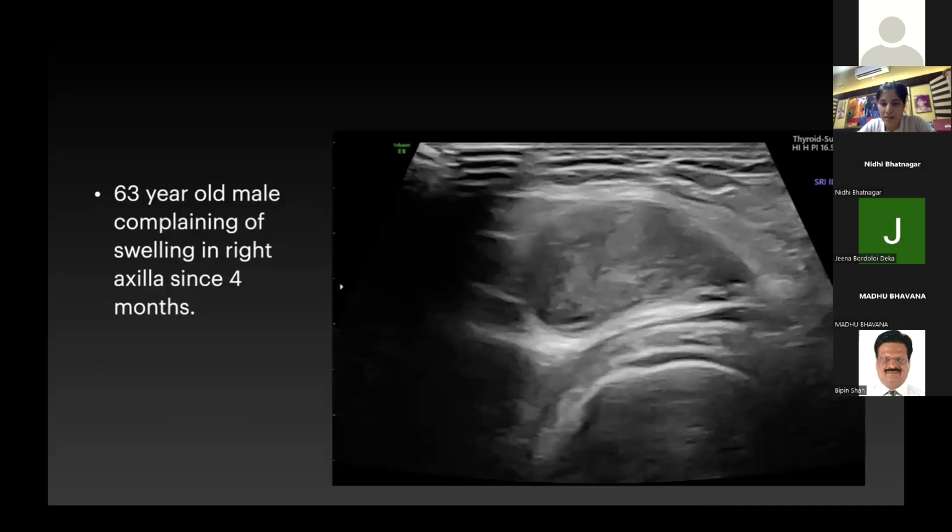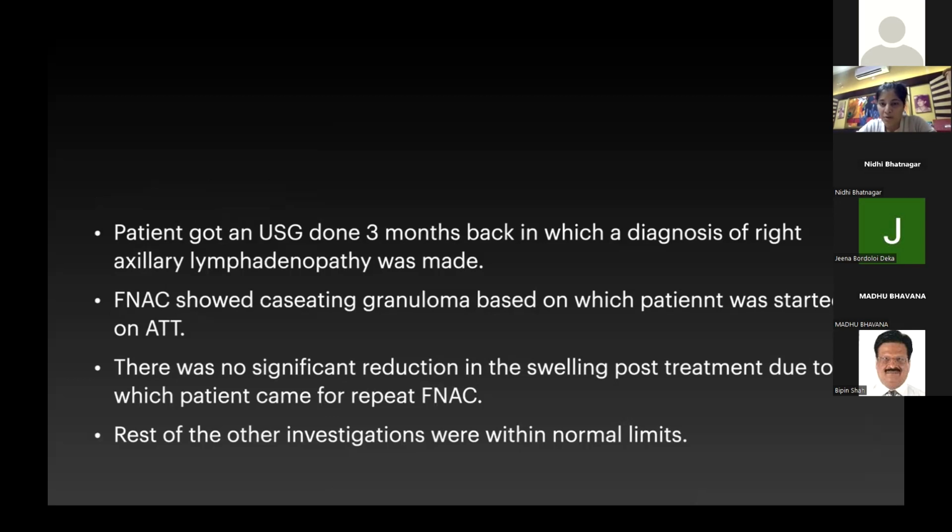Considering that he presented to us after 4 months, we asked for the background history, and the patient told us he had got an ultrasound and an FNAC done before. Based on the spot image, our differential would be a lymph node. The ultrasound report from 3 months back showed right axillary lymphadenopathy. The FNAC was diagnosed as a caseating granuloma, based on which the patient was started on anti-tubercular treatment. But to the clinician's surprise, the patient did not respond to it. There was no reduction in the size of the swelling after 3 months of ATT.